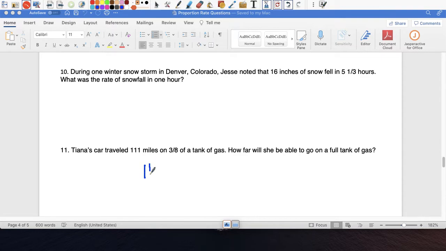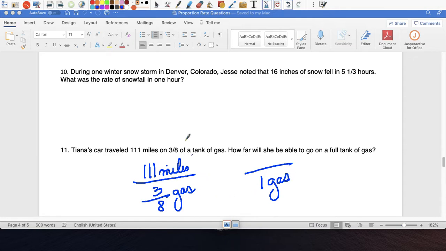11. Tina's car had, she traveled 111 miles with 3/8 of a gas tank. Not a full tank, a little bit under half. But if she had one full gas tank, how many miles can she travel? Well, that's the unit rate. Times 8 over 3. Times 8 over 3.